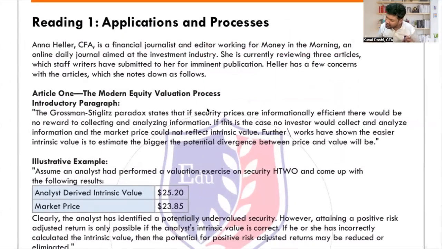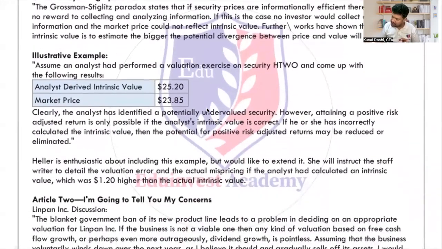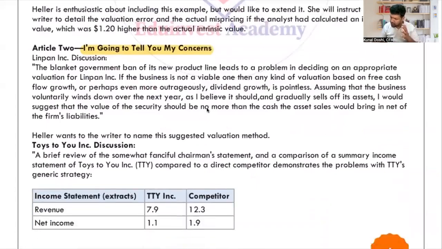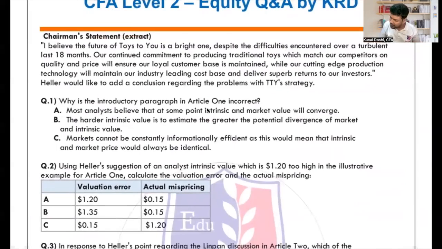Anna is a financial journalist and editor working for Money in the Morning, an online daily journal aimed at the investment industry. She's currently reviewing 3 articles which staff writers have submitted for publishing. Helen has a few concerns with the articles which she notes down. So the first one is about the equity valuation process. The second is her concerns. And then there is a third article, which has some statement by the chairman about the approach basically.